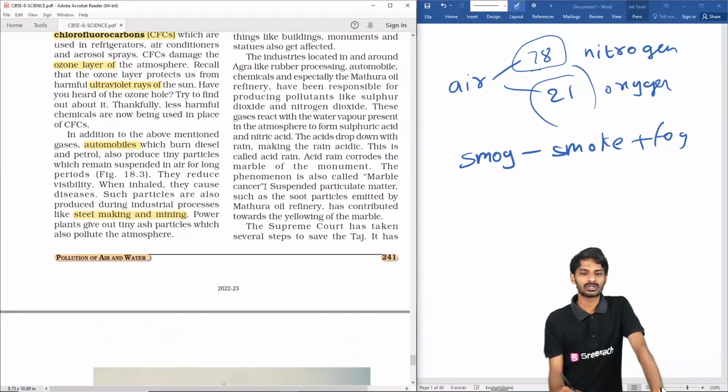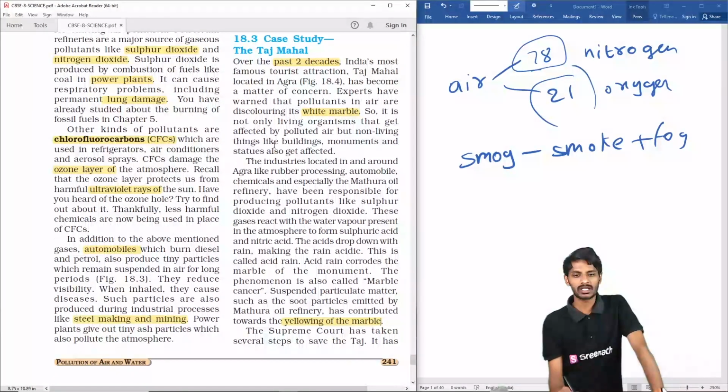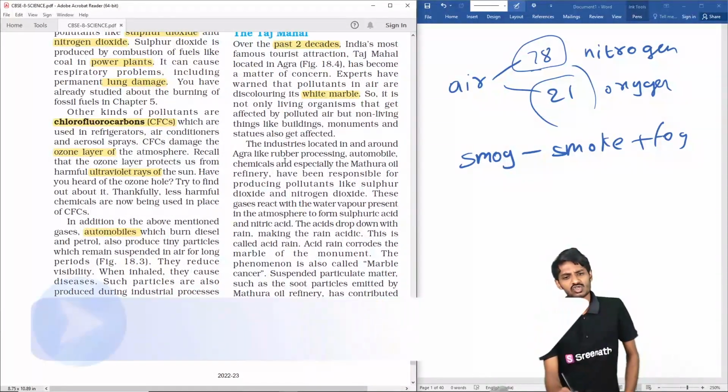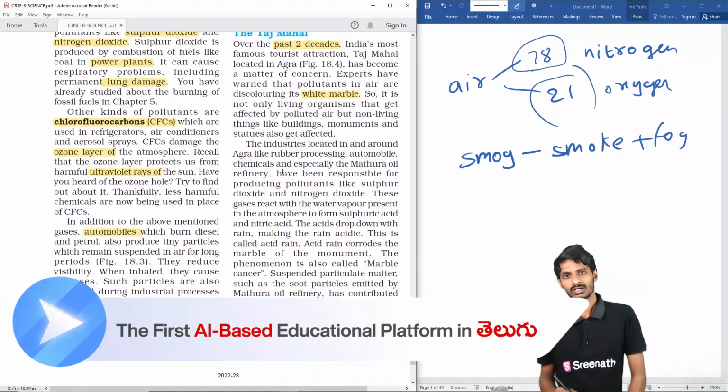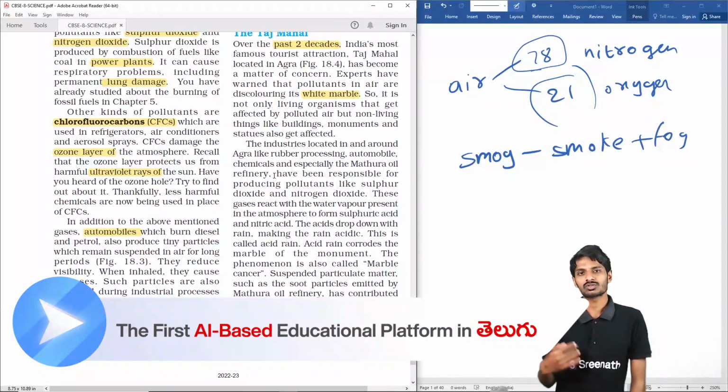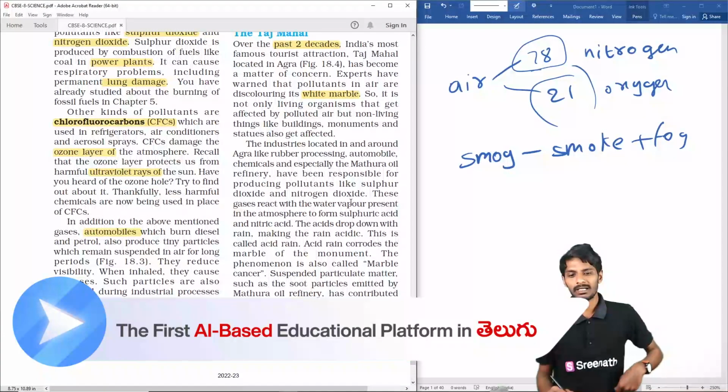It is losing its beauty, students. The marbles are becoming yellowish. So finally, the conclusion is that, friends, air pollution is affecting not only the living organisms but also the non-living things, like buildings, students.